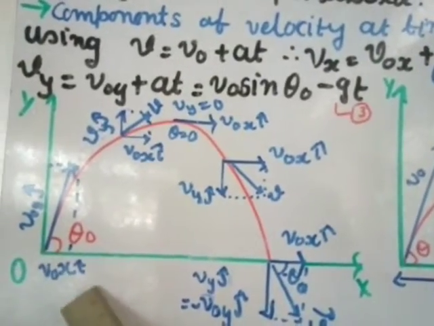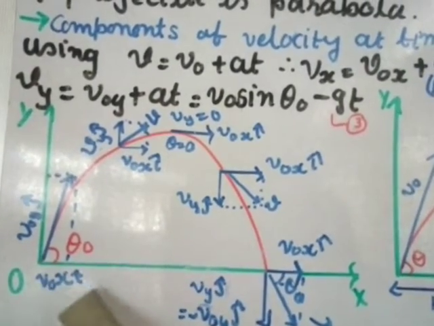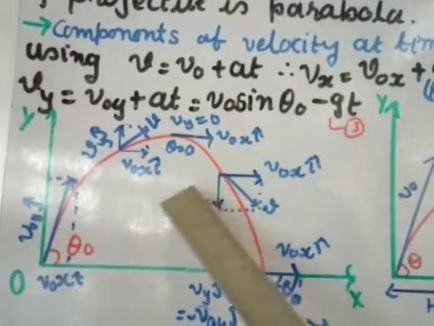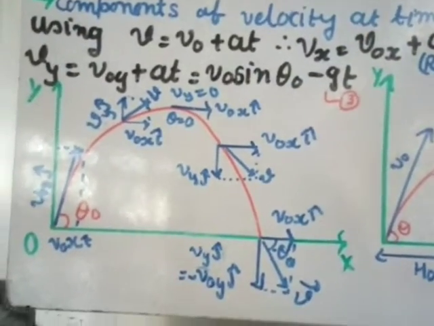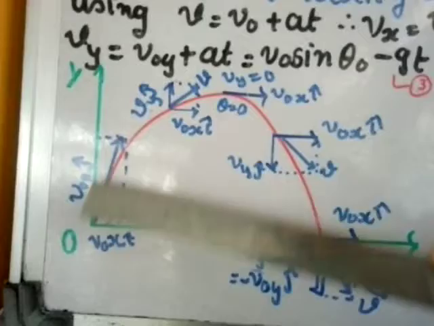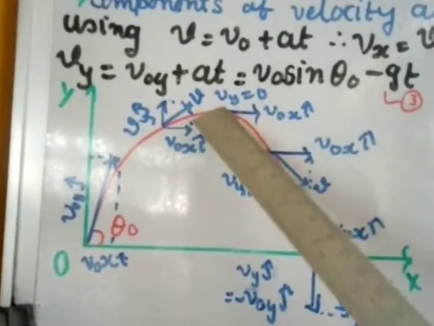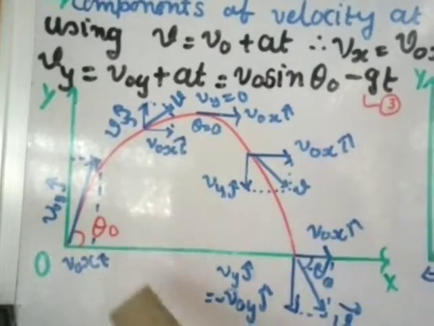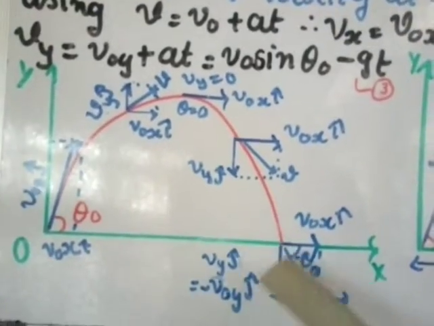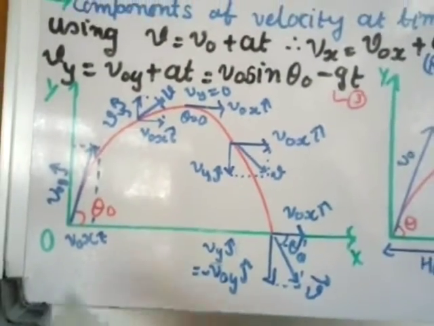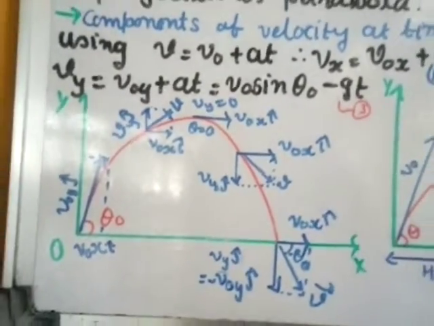Here see v naught x i, the x velocity components are constant, not changing. They are remaining constant. But you can see the vertical component, this is v naught y j cap. Then here you can see vy is 0. So the y component is 0. Here it is in the negative direction. So it is changing, and the path is parabolic.